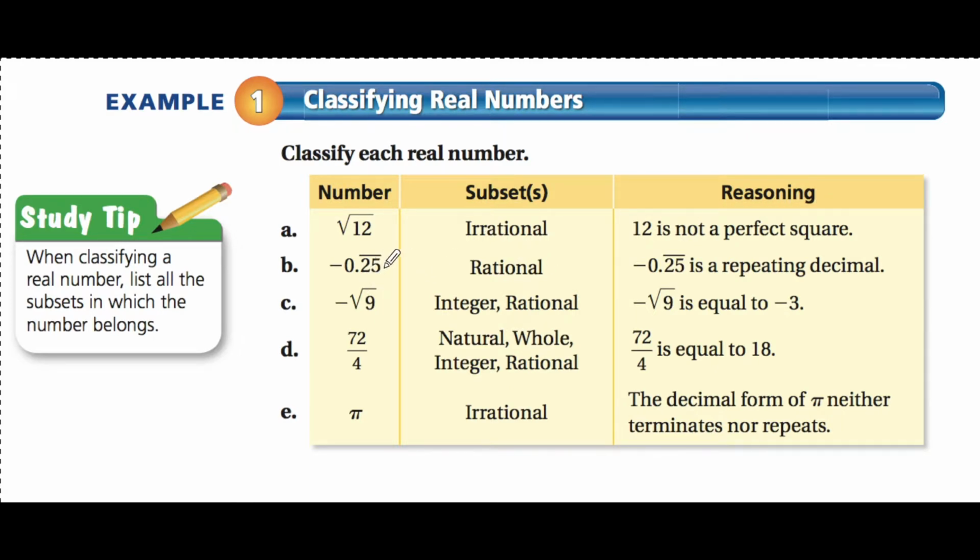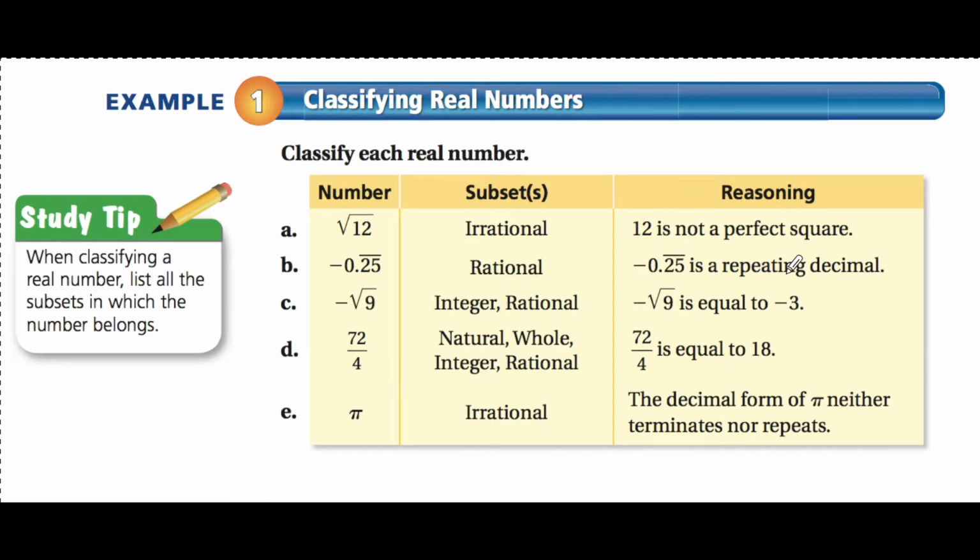Negative 0.25 repeating. That is rational. We remember our rule from the key idea. Negative 2.5 repeating is a repeating decimal, so it's rational, but it's not an integer or a whole number or a natural number. Next, we have the negative square root of 9.